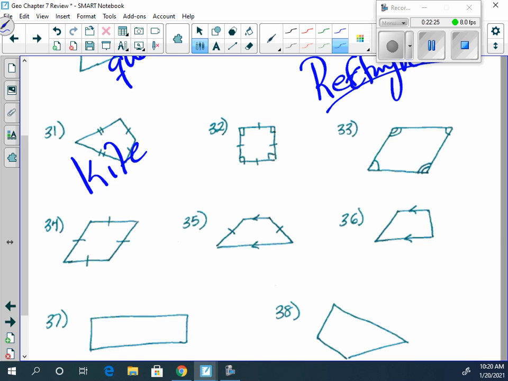It would be a parallelogram, because if the opposite angles inside of a quadrilateral are congruent, then it is a parallelogram. And that's about as much as we can say because we don't have anything else.